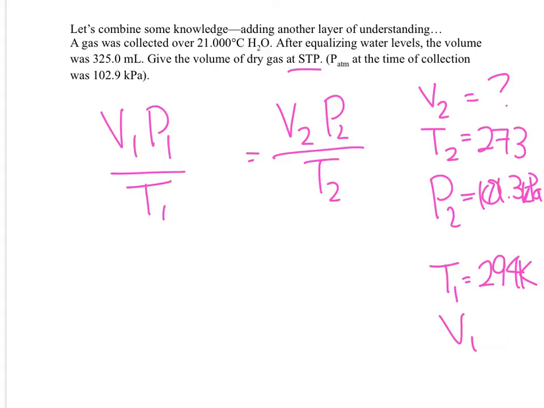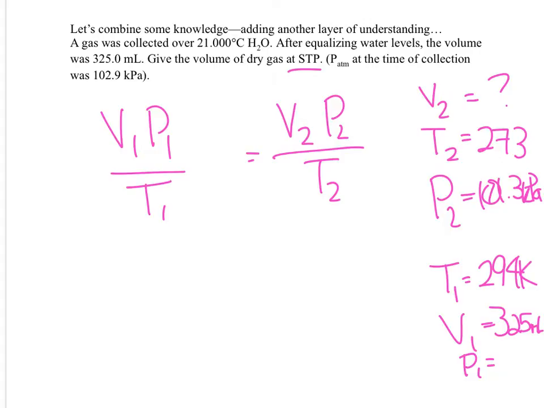Our V1, we know what that is too, right? 325 mL. What's your P1? We don't know what our P1 is. 101.3 is what P2 is. We don't know what P1 is because we have to find the pressure of the gas at that point after it's been collected. But it says after equalizing water levels.